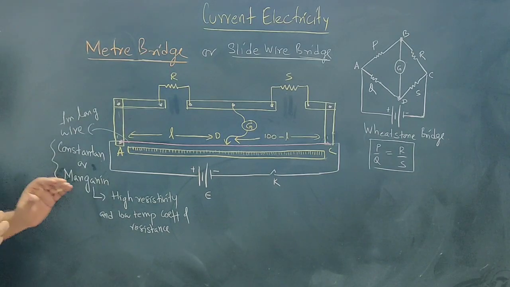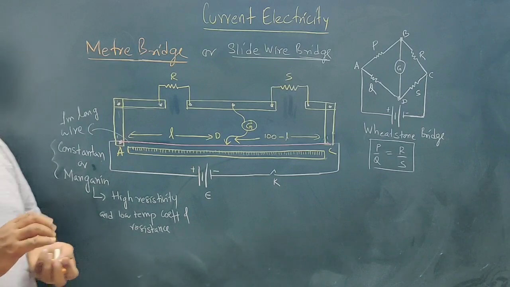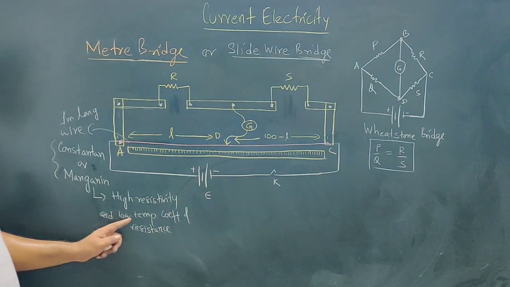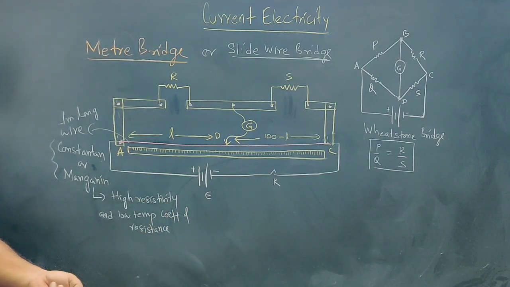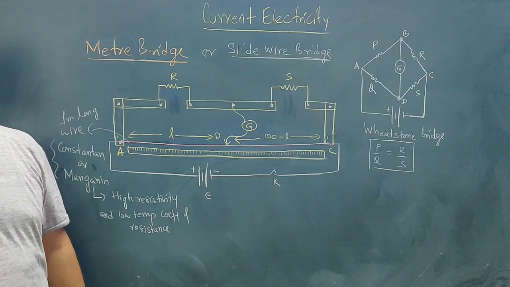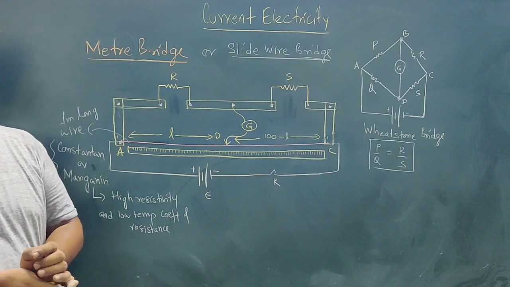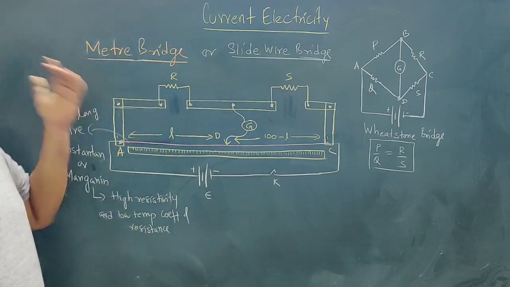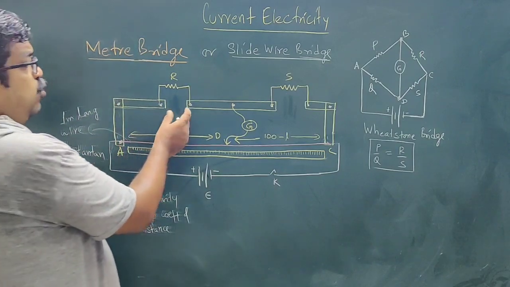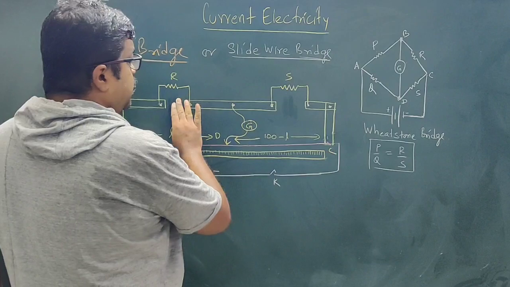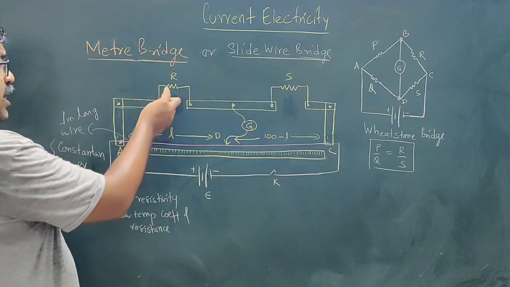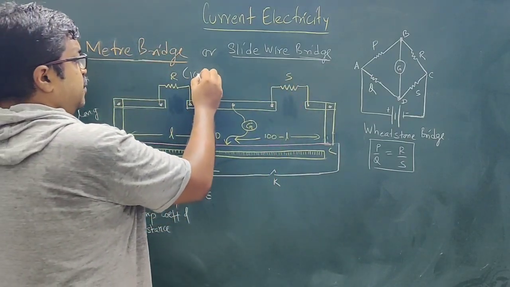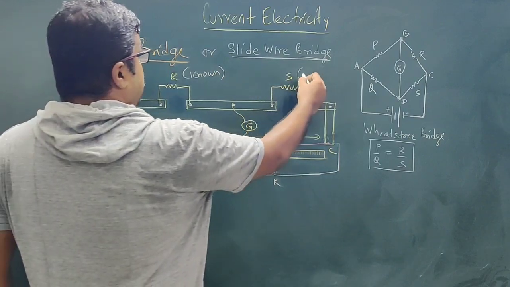The reason is that high resistivity means their resistance is not going to change very easily as temperature changes. And low temperature coefficient of resistance also implies that if there is a change in temperature, the resistance is not going to be affected. Why don't we want the resistance to change? Because here we are going to measure an unknown resistance. I told you that there are two gaps. In the left gap there is one resistor, and in the right gap there is again one resistor. This is the known resistance and this is the unknown resistance.